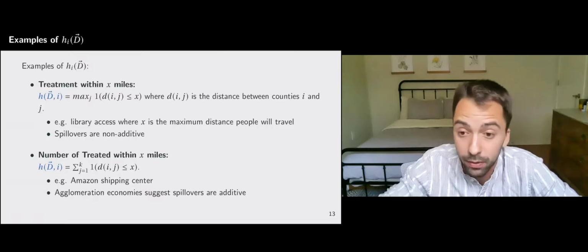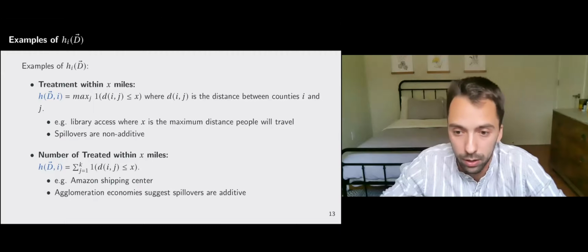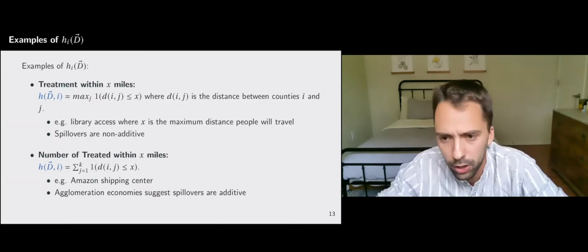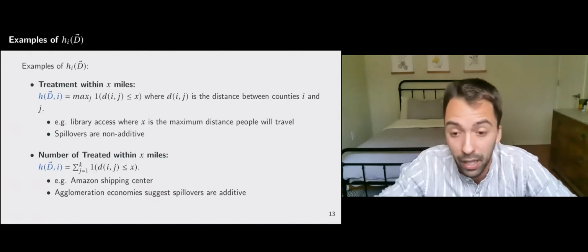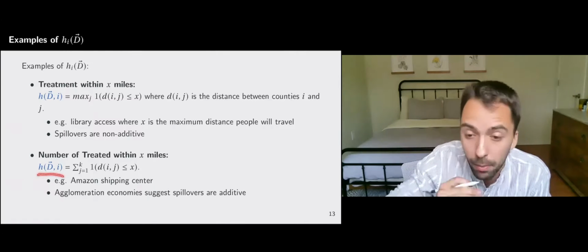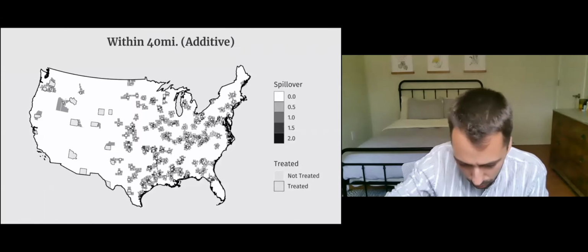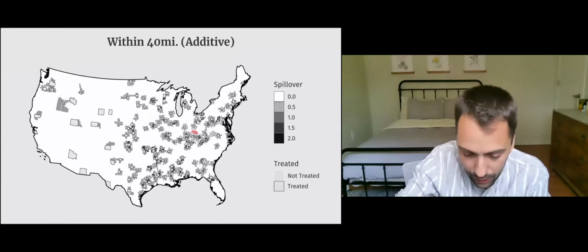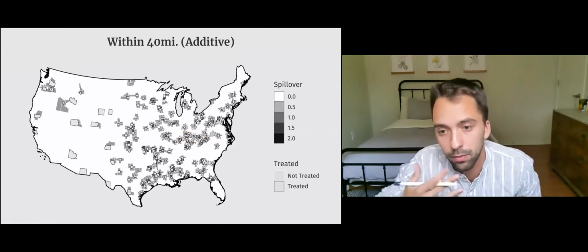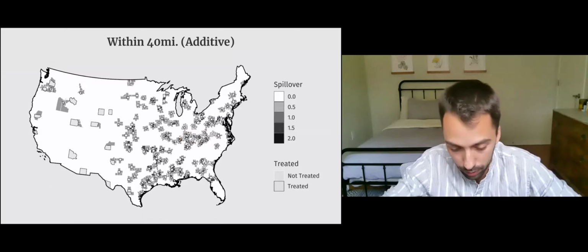So in the example of the Amazon shipping center, it actually kind of matters how many nearby counties are treated to determine your exposure. This is due to agglomeration economies, there's benefits for there being a lot of businesses nearby. And so this exposure mapping might better represent additive spillovers. You can see that in places with high densities of treatment, the spillovers get larger in magnitude. And so this measures, in some sense, additive spillovers, right?